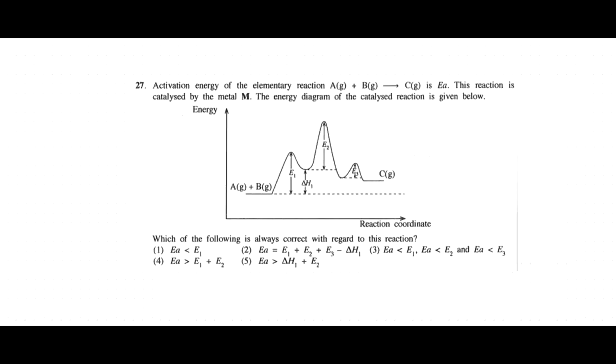The question says the activation energy of the elementary reaction A gas plus B gas results in C gas is EA. And this reaction is catalyzed by metal M, and the energy diagram of the catalyzed reaction is given below. So the original reaction is an elementary reaction and it is catalyzed by metal M. Which of the following is always correct with regard to this reaction?